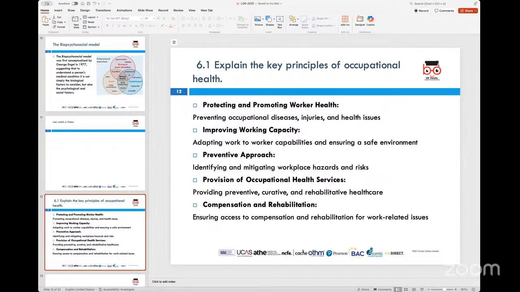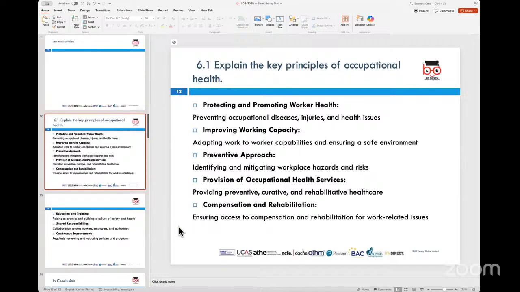Now, we'll go into some of the assessment criteria of this learning outcome. The first one talks about the key principles of occupational health. There are six principles of occupational health and safety, which we all need to be aware of. Pretty simple, but they need to be understood. These principles are protecting and promoting workers' health, improving working capacity, and a preventive approach within the organization. That means there are policies and procedures in place which help in risk mitigation.